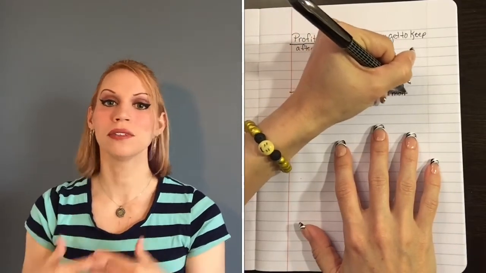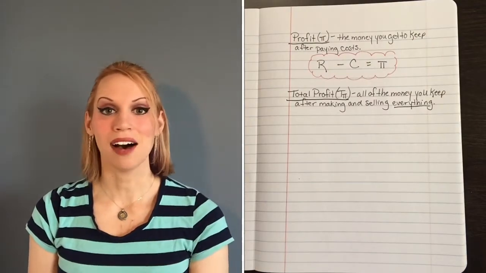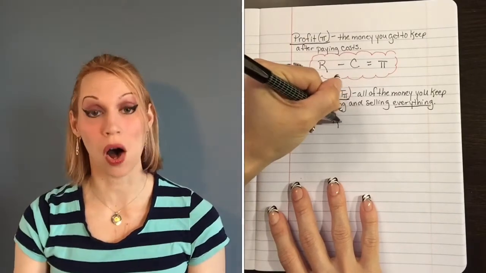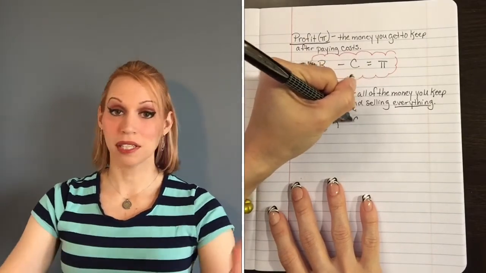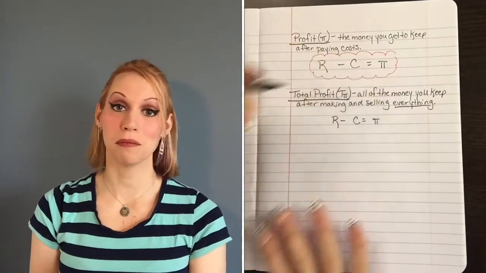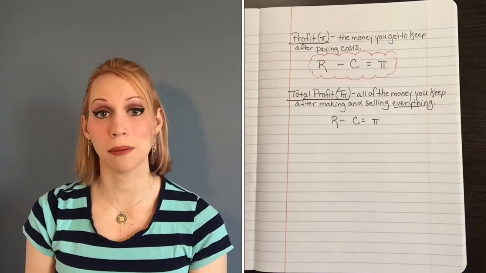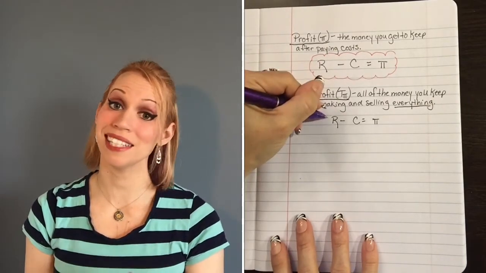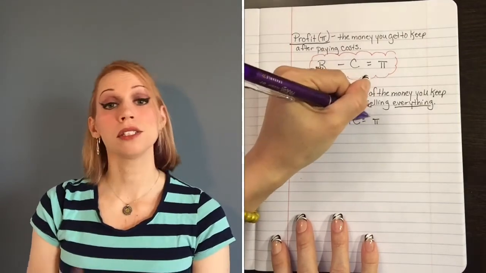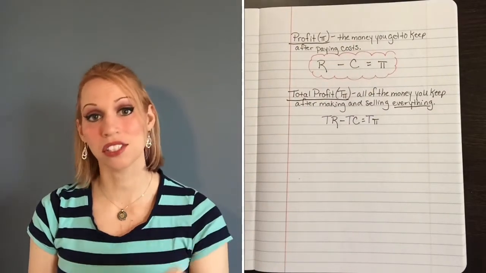So let's talk through these three profit terms. Total profit, T pi, is obviously all of the money that you get to keep after you have made and sold all of your output. So it's really what we're trying to maximize. Remember our pattern. Profit is revenue minus cost. So if we're looking for total profit, we're going to use that same pattern, but we're just going to put a T in front of everything in that pattern because we're looking for total profit. So total profit is nothing more than total revenue minus total cost.